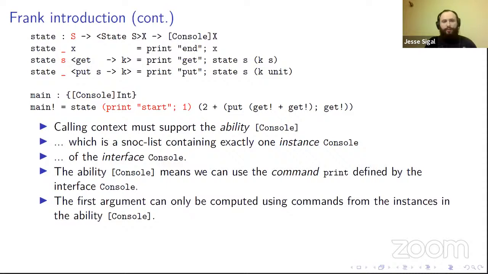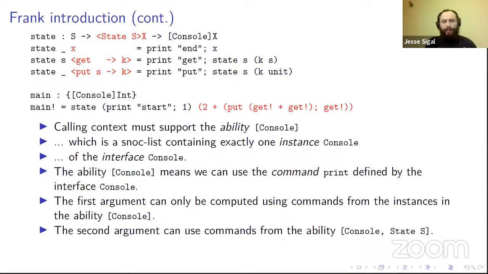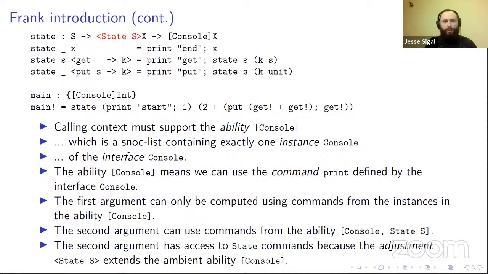And what this also means is that the first argument to state can only be computed using commands from the ambient ability console, up to some hidden polymorphism here. And so we can see here when we call state that we can also have start as the first one. But more interestingly, the second argument can arrive not only using console commands, but also using state commands. The reason is that in the type signature for the second argument, we have these bracket things, which are an adjustment to the ambient ability that adds state to it.